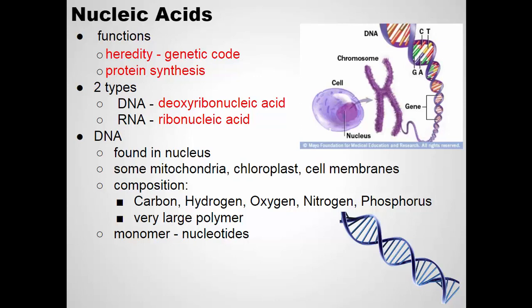Why is it an acid? Is it low pH? No, depending on the groups that are found, the side chains and things like that, determine whether something's considered an acid. So DNA is found in the nucleus of cells that have a nucleus. As we talked about, there's some DNA in the chloroplast, there's some DNA in the mitochondria, and even other organelles as well.